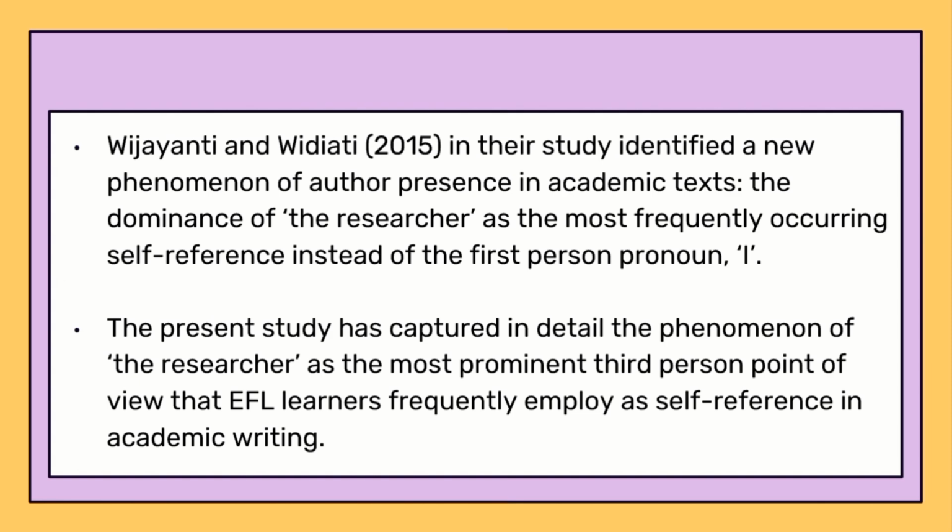Wijayanti and Widyati in their study also identified a new phenomenon of author presence in academic texts: the dominance of the researcher as the most frequently occurring self-reference instead of the first-person pronoun I. So basically, the researcher rarely uses I in their research. They prefer to use the third person point of view. And the present study has captured in detail the phenomenon of the researcher as the most prominent third-person point of view that EFL learners frequently employ as self-reference in academic writing.